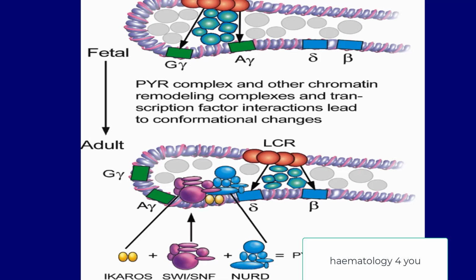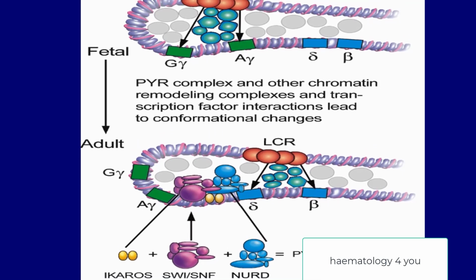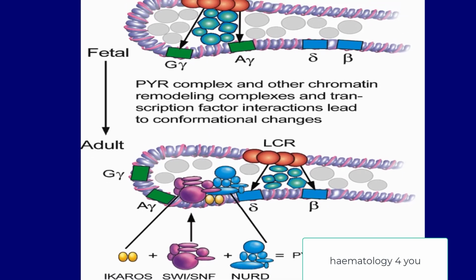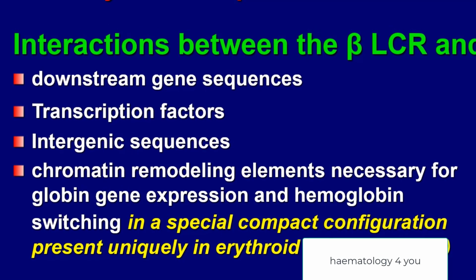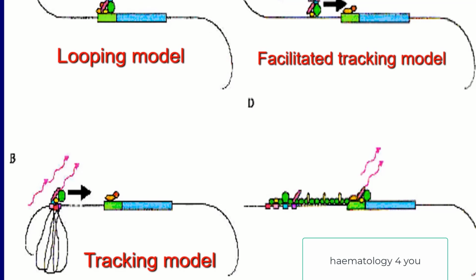The proposed role of the complex in human hemoglobin switching, and the other chromatin remodeling complexes and the transcription factor interactions lead to conformational changes. The complex interaction of the players at the beta globin locus: interaction between the beta LCR and the downstream gene sequence, transcription factors, intergenic sequence, chromatin remodeling elements necessary for globin gene expression and globin switching, special conformation.